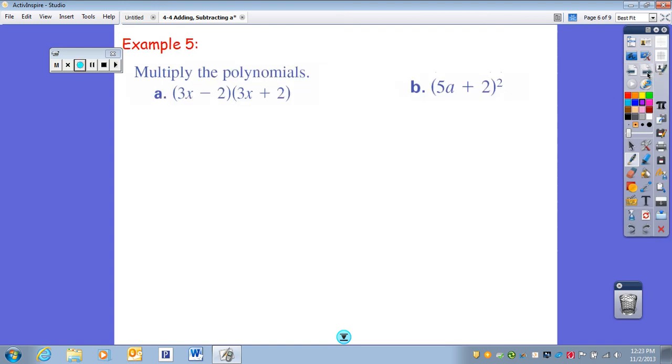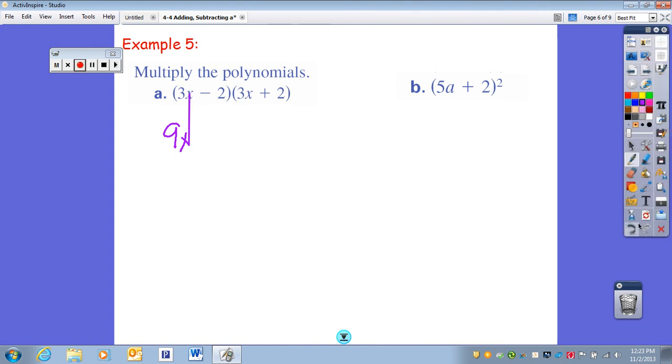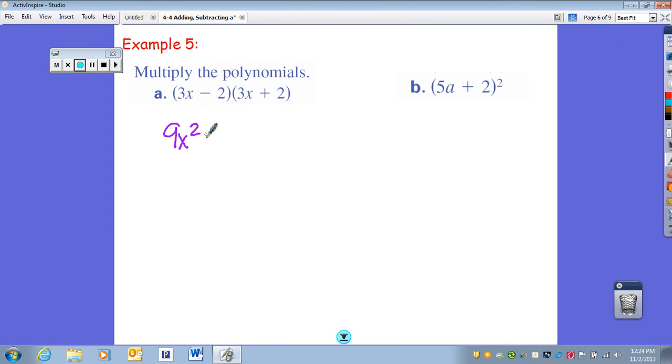Let's review multiplying 2 binomials together. So we have the 3x minus 2 and the 3x plus 2. Now remember that we can just simply FOIL these out. And so we have a 9x squared, and we have positive 6x minus 6x minus 4. With our middle terms having a sum of 0, we have 9x squared minus 4.